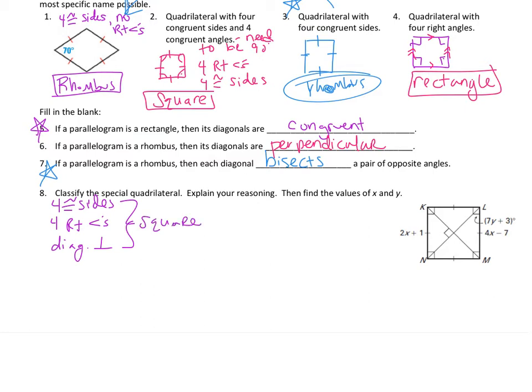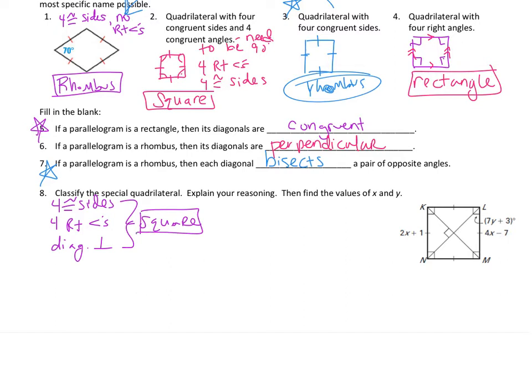So because your angles are right angles, that tells us that we have opposite sides that are parallel, so we have a parallelogram. But because we have 4 congruent sides, that makes it a rhombus. And the diagonal being perpendicular also kind of goes along with your rhombus, but the square has to have right angles and 4 congruent sides, so it is a square for our classification.